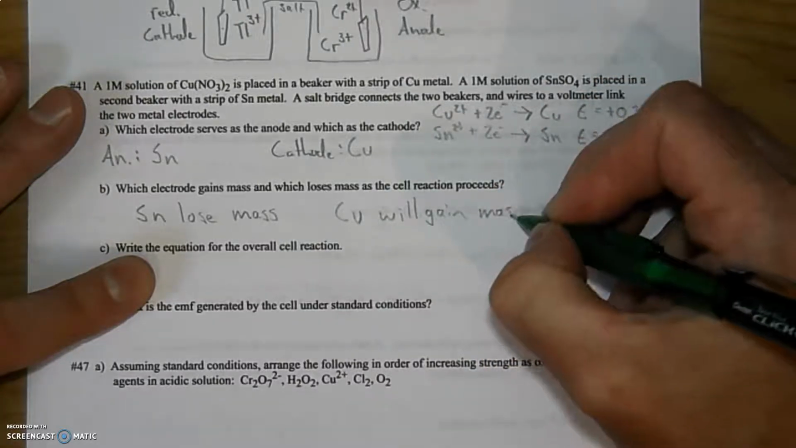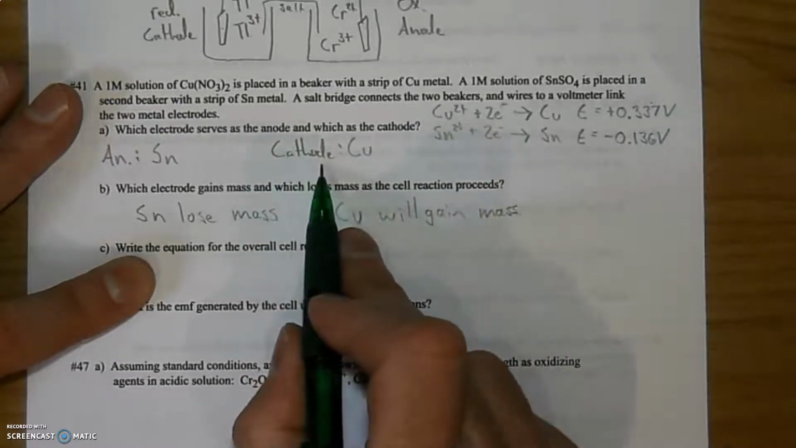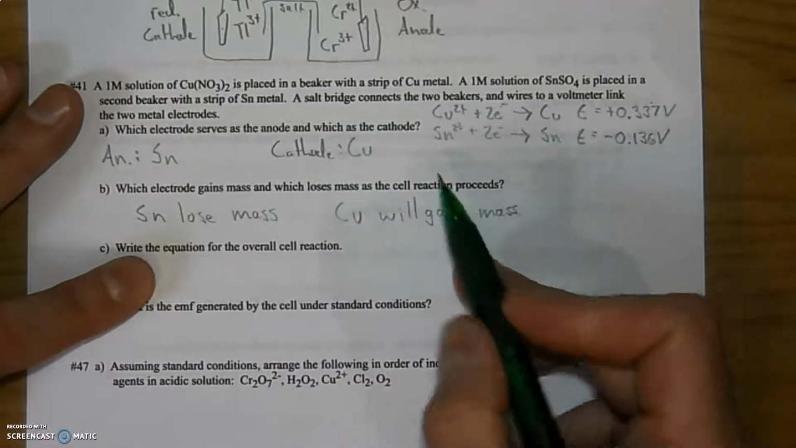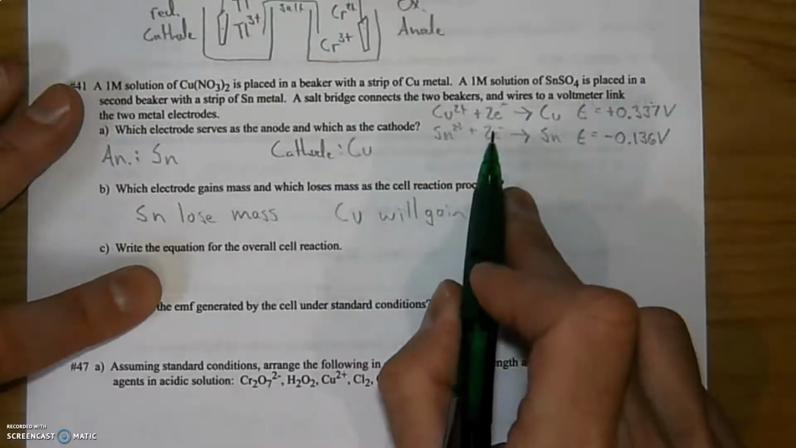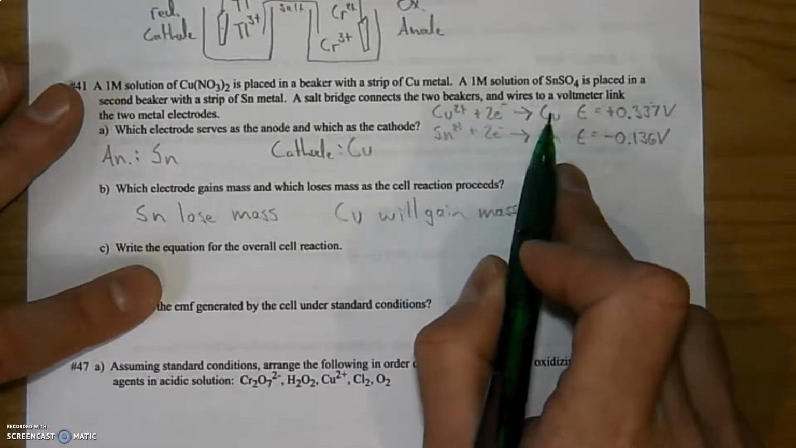And again, the reason why that gains mass is because at the cathode, reduction occurs, and reduction is gaining electrons, and those electrons will collect on the plate. The ions will gather there and form copper metal.